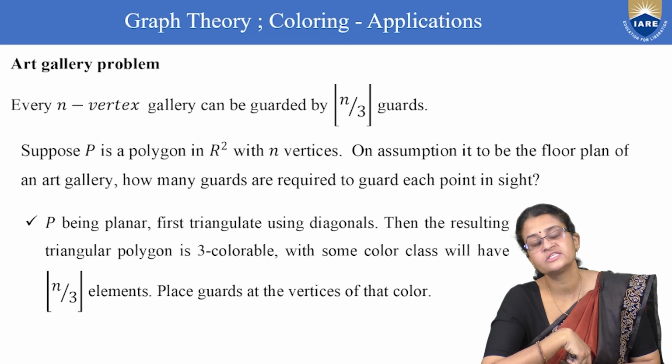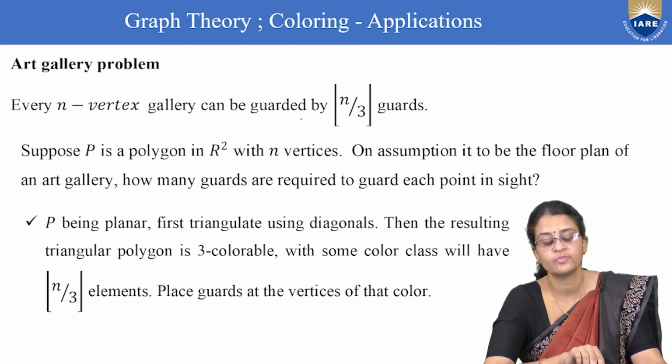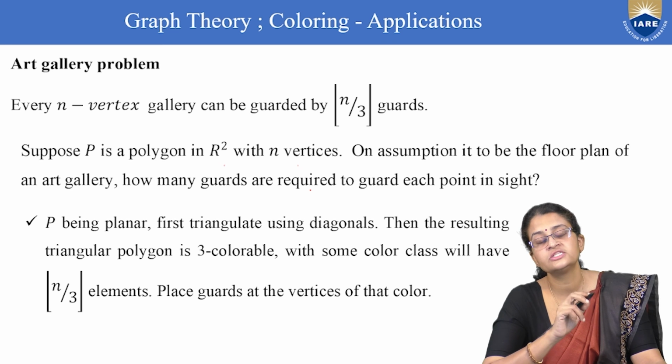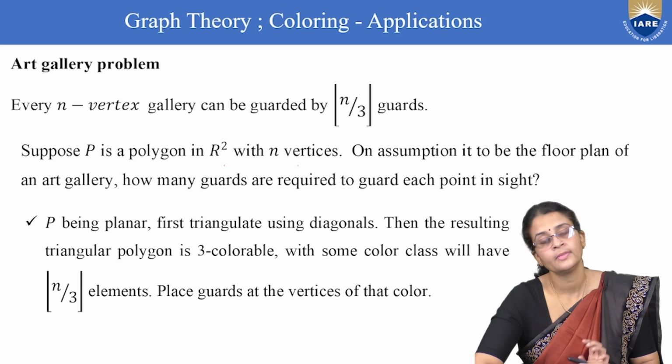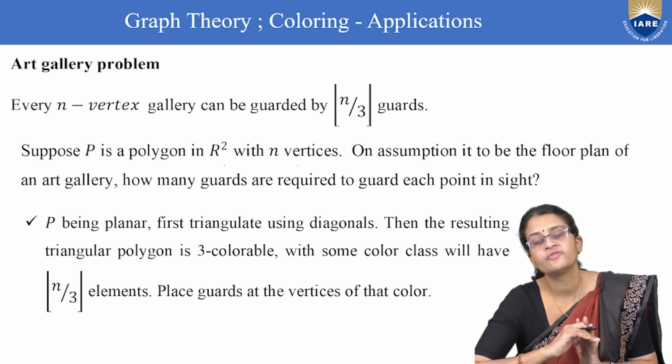An art gallery problem. It is an application of coloring, this polygon triangulation. Every n-vertex art gallery can be guarded by n by 3 guards. Suppose P is a polygon in R2 with n vertices. Assume it to be the floor plan of an art gallery. How many guards are required to guard each point inside? Here we are just drawing. If it is a floor plan, it means that the graph is planar, and we can just triangulate it. Polygon triangulation is applied here, and then we are using the coloring process.